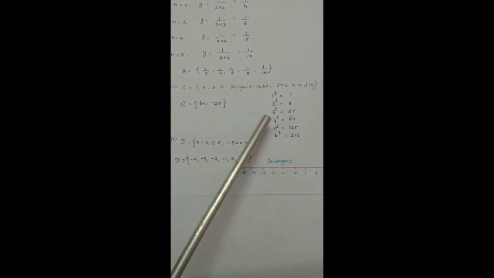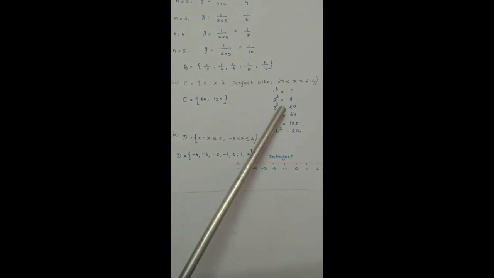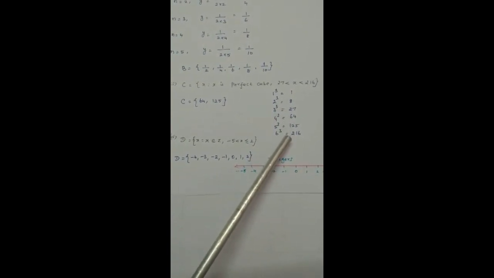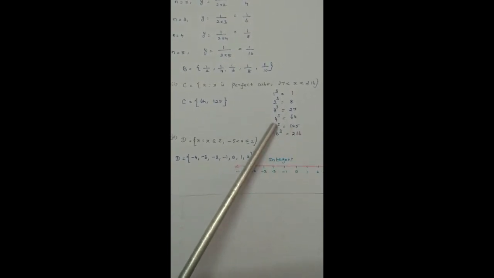x lies between 27 and 216. So the values that lie between 27 and 216 are the elements of the set C. Therefore C is equal to 64, 125.